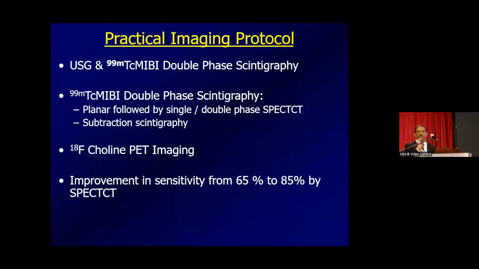So in our day-to-day practice, this will be really relevant to you. What you have to do in all patients, are we going to do all scans? Not really. You start with an ultrasound, and after the ultrasound, you go for the double phase scintigraphy. If it is negative, then go for the subtraction scan, and finally you go for a choline imaging if the SPECT-CT is also negative.